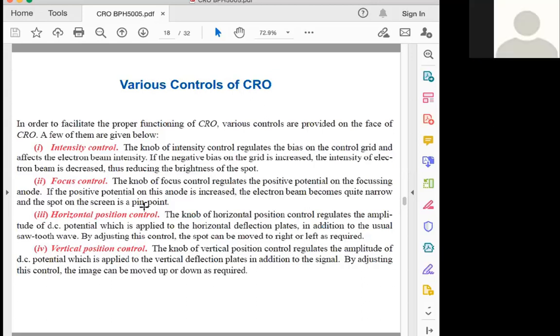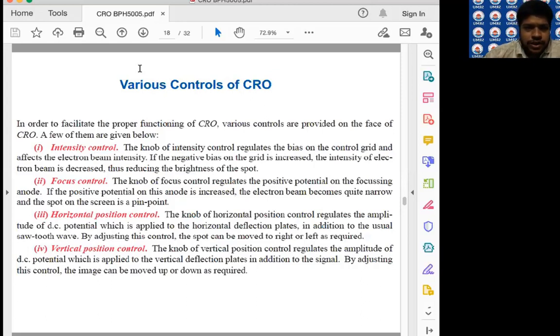So if the positive potential on the anode is increased, the electron beam becomes quite narrow and the spot on the screen is pinpoint. तो हम लोग चाहते हैं, प्रेस करना चाहते हैं, तो हम चाहते हैं कि एकदम पतला सा दिखे, जैसे कि प्रेस करने में गलती ना हो या एरर ना आए. या जब भी हम कुछ मेजर करते हैं, even if we are not pressing it, we are measuring on the screen, then also we need to see a focused beam, focused signal.